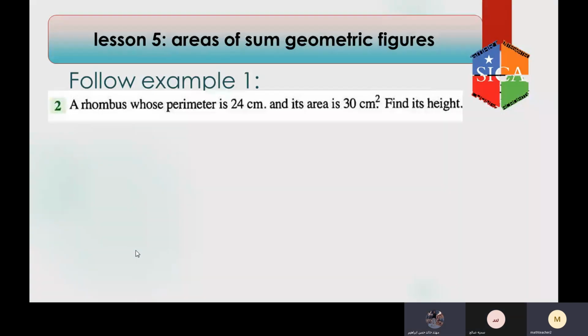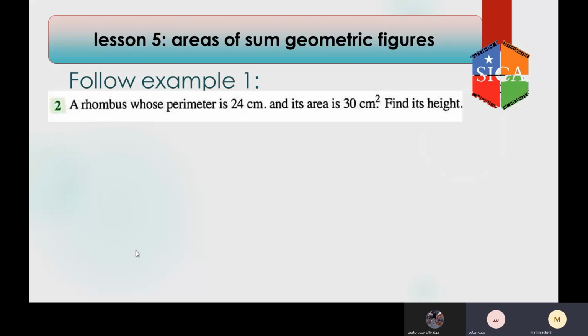24 divided by 4 will give the side length of the rhombus, because all the sides of the rhombus are equal. Then we divide 24 by 4 equals 6 centimeters. This is the side length. Here the area is 30 square centimeters. Then we can get the height. The area equals the side length times the height.